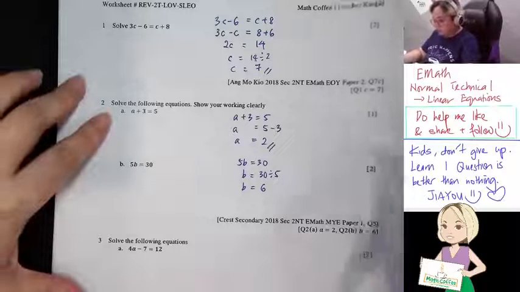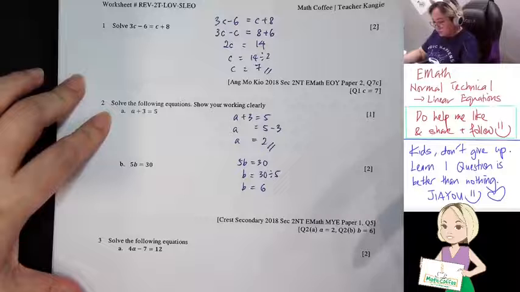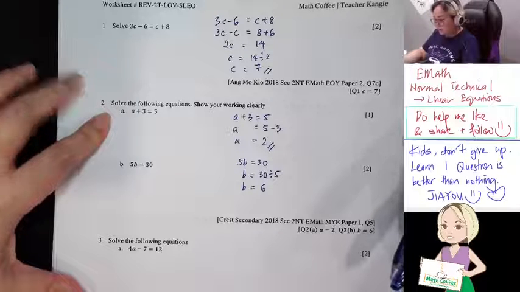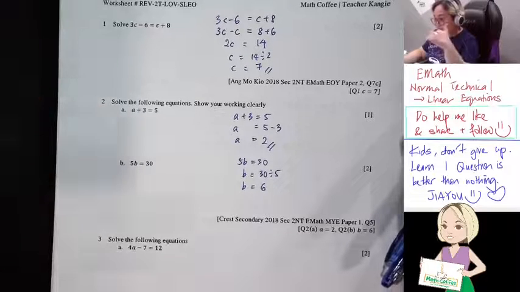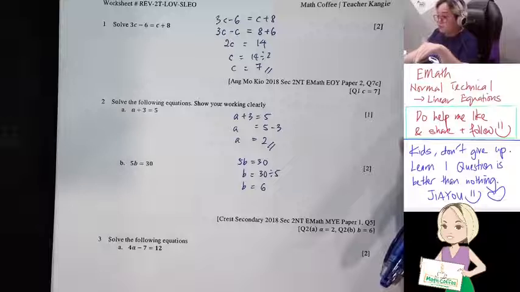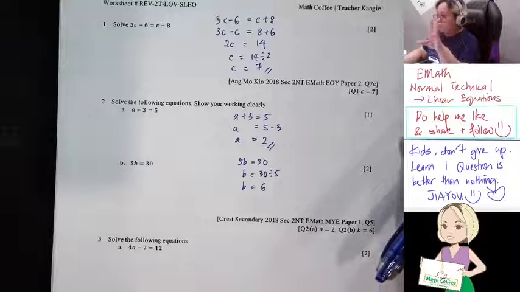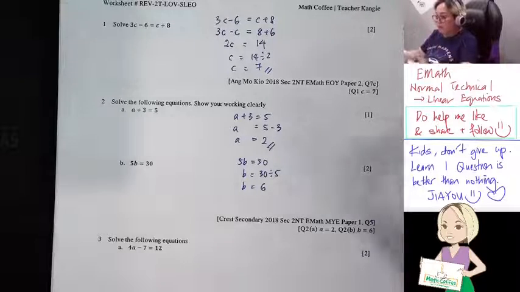Okay, let's continue. Yes, 5B is another way of expressing 5 times B. Yes, in secondary school, we don't write 5 times B. We just stick them together. It means it's multiplied.